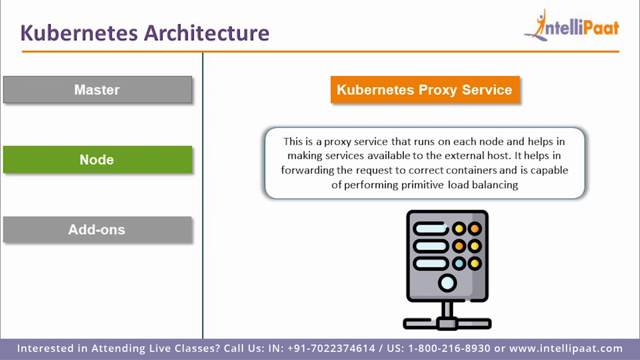It helps in forwarding the request to the correct containers and is capable of performing primitive load balancing. As I was giving an example, if I have two containers and I make a very small change in both of them, let's say one says hello world and one says bye world, the primitive load balancing it does is that if you hit that node again and again, there will be instances where you get hello world as the reply, and other instances where you get bye world as the reply.